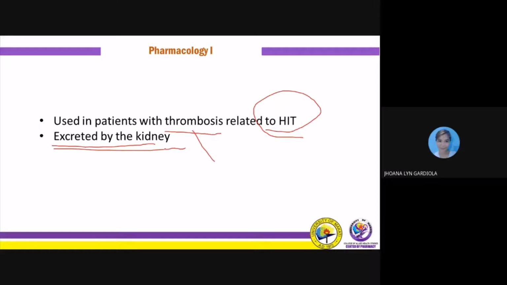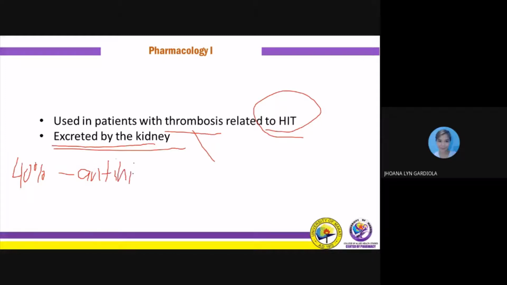Lepirudin production was discontinued by the manufacturer in 2012 kasi up to 40% of patients treated with lepirudin has been reported to have formation of anti-hirudin antibodies.